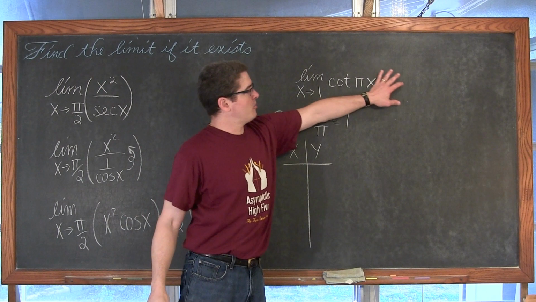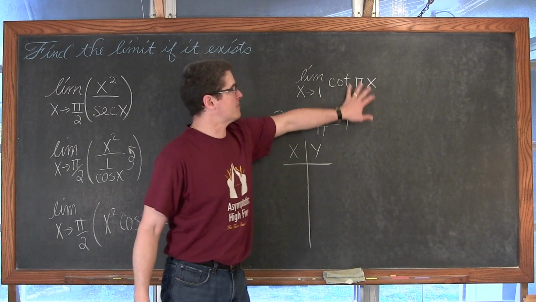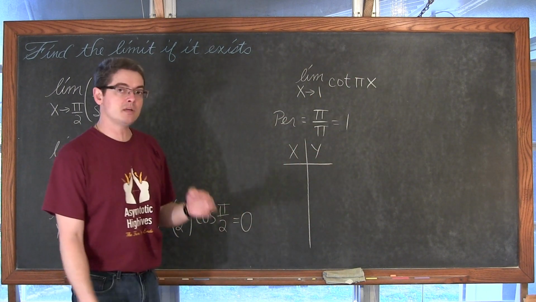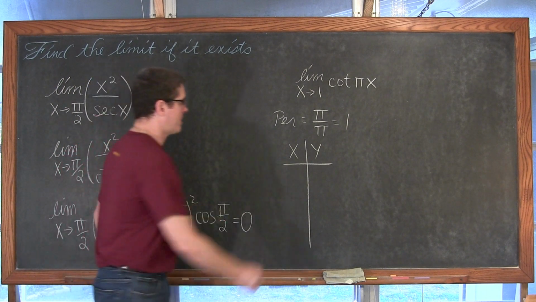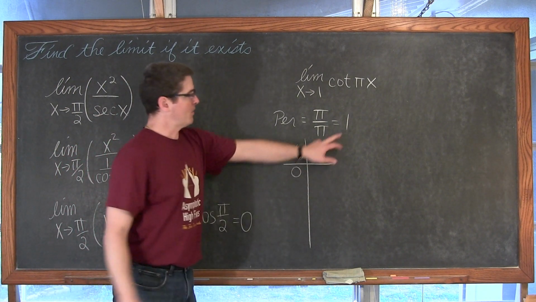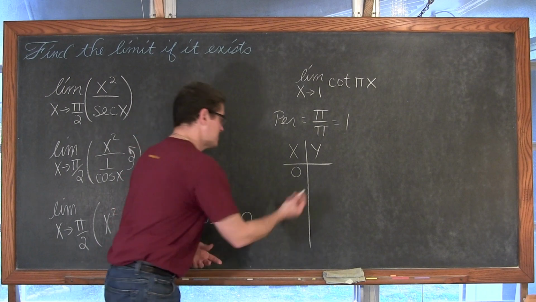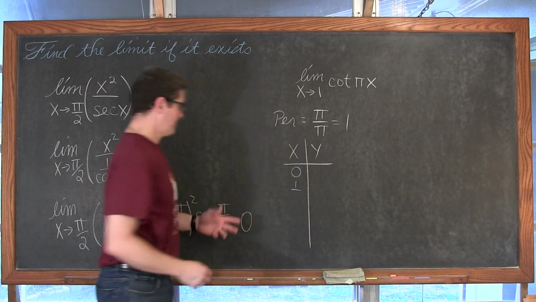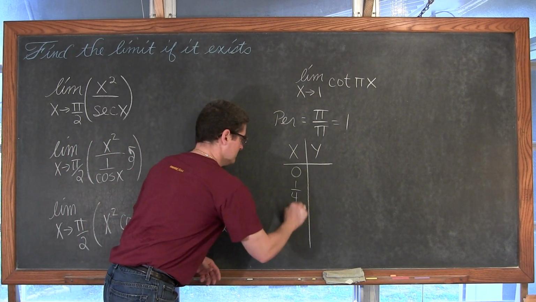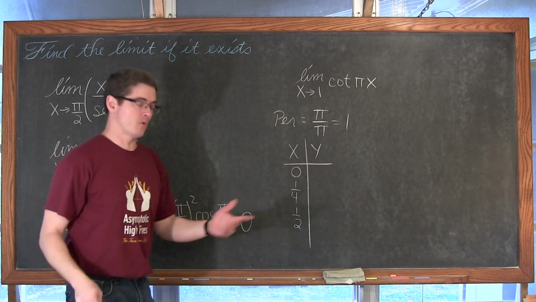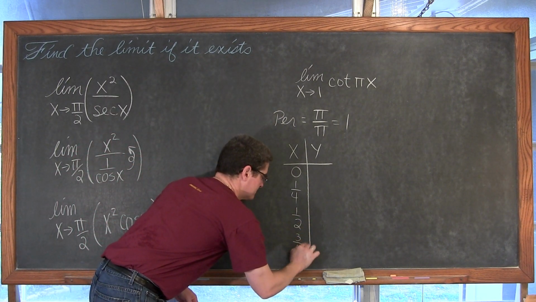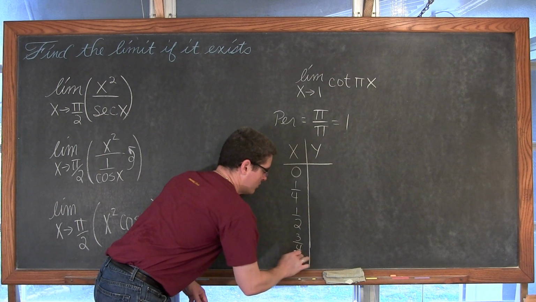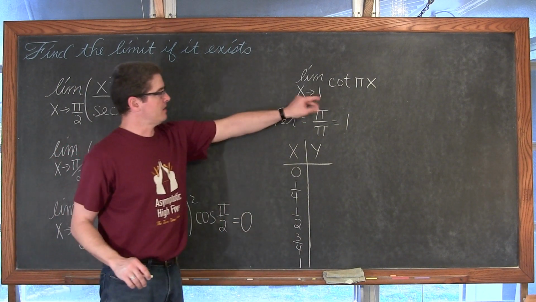There is no plus or minus inside a parentheses, so there is no phase shift here. It's equal to 0. So I can start my t-table by doing 0. I want to count by 1/4 of the period, so I'm going to do 0, 1/4, 1/2, or 2/4, 3/4, and then finally 1, where we're trying to find the limit.